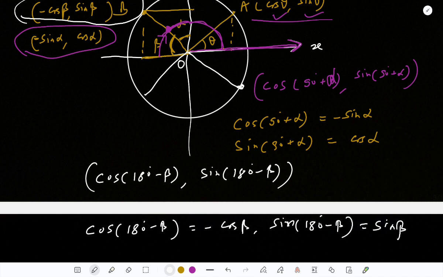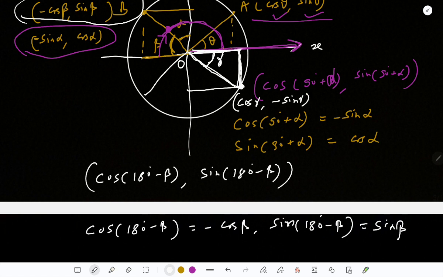Suppose this angle is say gamma. If this angle is gamma, then by convention its x coordinate must have been positive and y coordinate negative, and this length is 1, so this length is cos gamma, so its coordinates should be written as cos gamma, and this length will be sine gamma, so its coordinate must have been written as minus sine gamma.